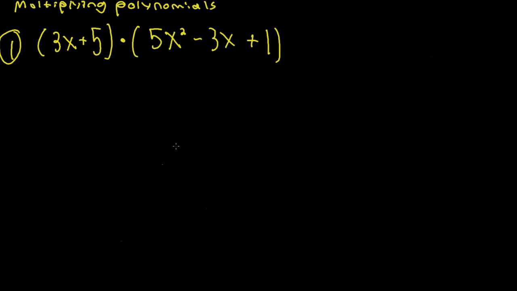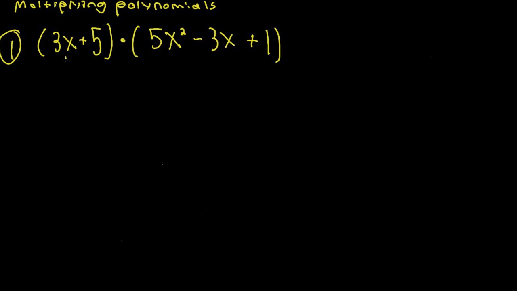Good morning, everyone. Today we're going to be multiplying polynomials. In our first example, we're multiplying 3x plus 5 times 5x squared minus 3x plus 1. How I'm going to do this, I'm going to use the distributive method.